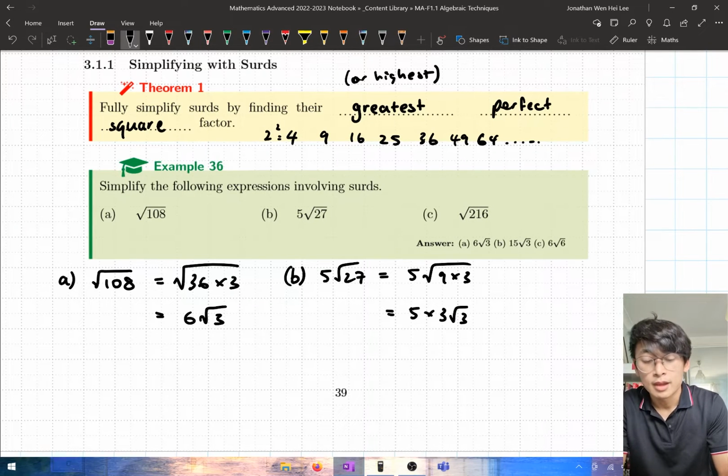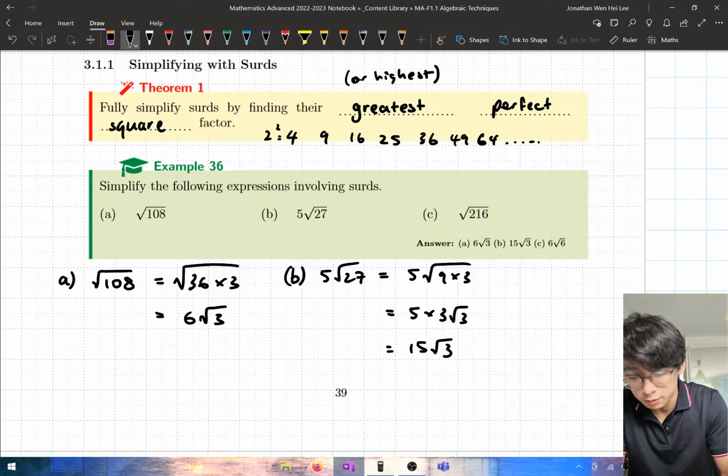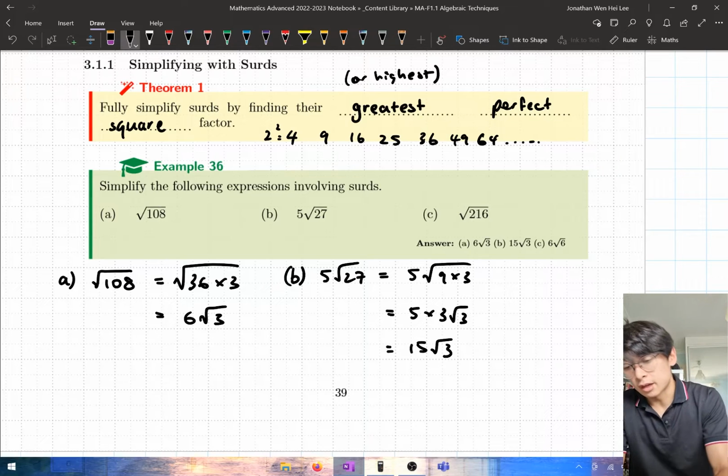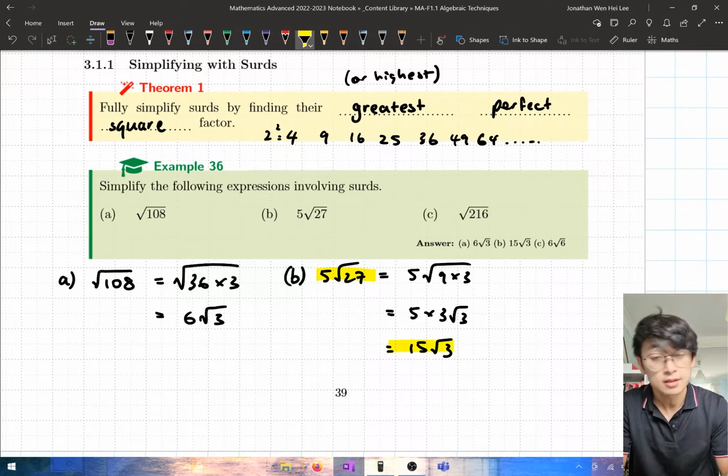And on the outside, I can actually simplify that: 5 times 3 gives me 15, and so this just becomes 15 square root 3. Okay, so here once again we're taking out that perfect square factor. Now with the working out, if you can jump from this step straight to this step, you can do that.